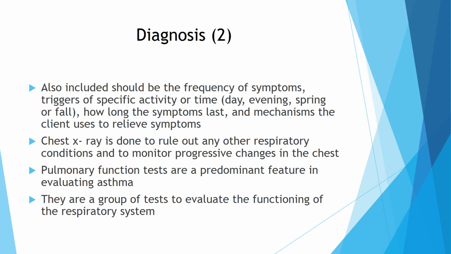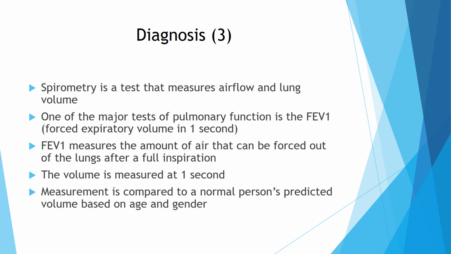So chest x-ray is done to rule out any other respiratory conditions and to monitor progressive changes in the chest. We want to know if we're doing a good job taking care of this client. Pulmonary function tests are a predominant feature in evaluating asthma because we have to know how well these lungs are working. There are a group of tests that we can do to evaluate the functioning of the respiratory system. Spirometry. Spirometry is a test that will measure airflow and then lung volume.